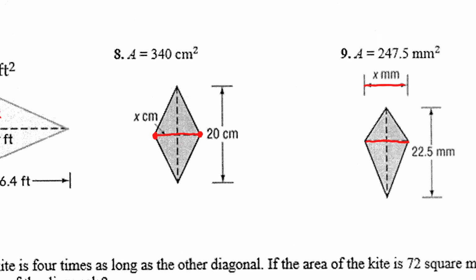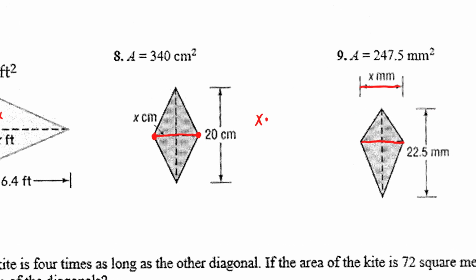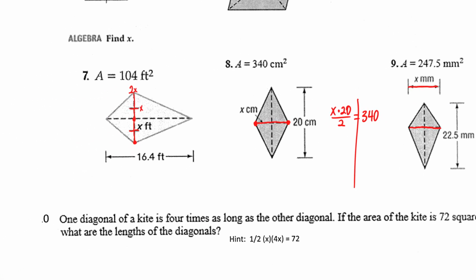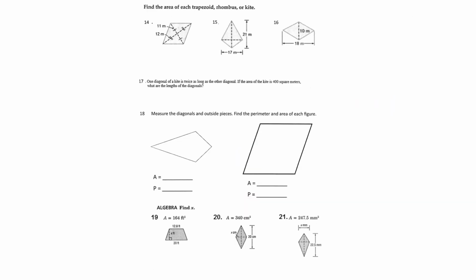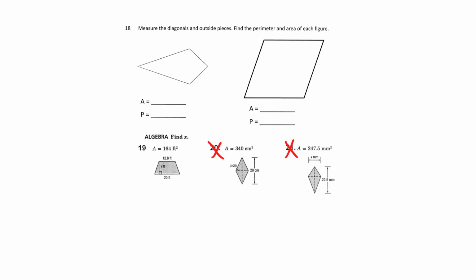So just to help you out, on number 8, you're going to do x times 20 divided by 2 equals 340. And then you'll solve for x. And while we're at it, let me go ahead and do number 7. Number 7, you would have that whole diagonal is 2x. So on this one, 2x times 16.4 divided by 2 equals 104. And you'll solve for that. Okay, then one more thing on the very back. Number 20 and 21, the last two problems, are duplicates of number 8 and 9, so just skip number 20 and 21.